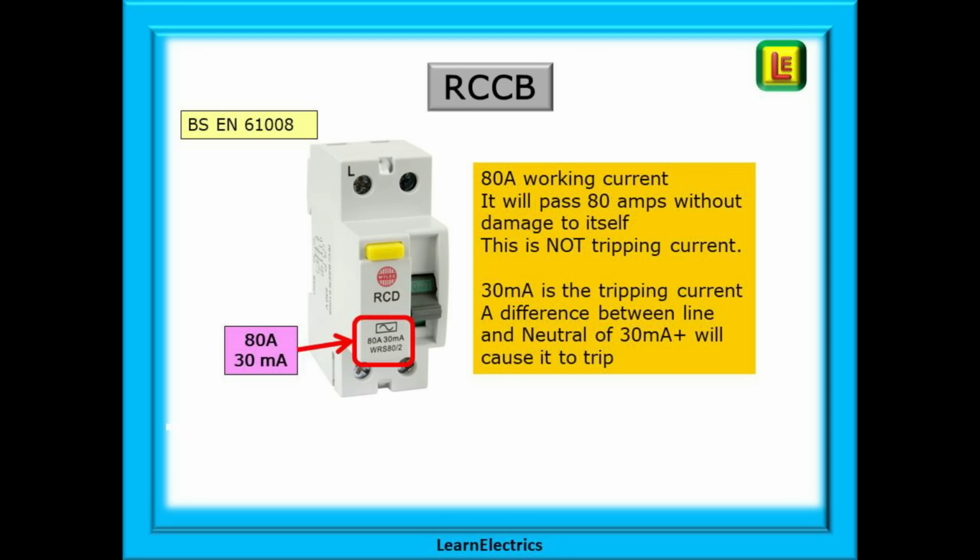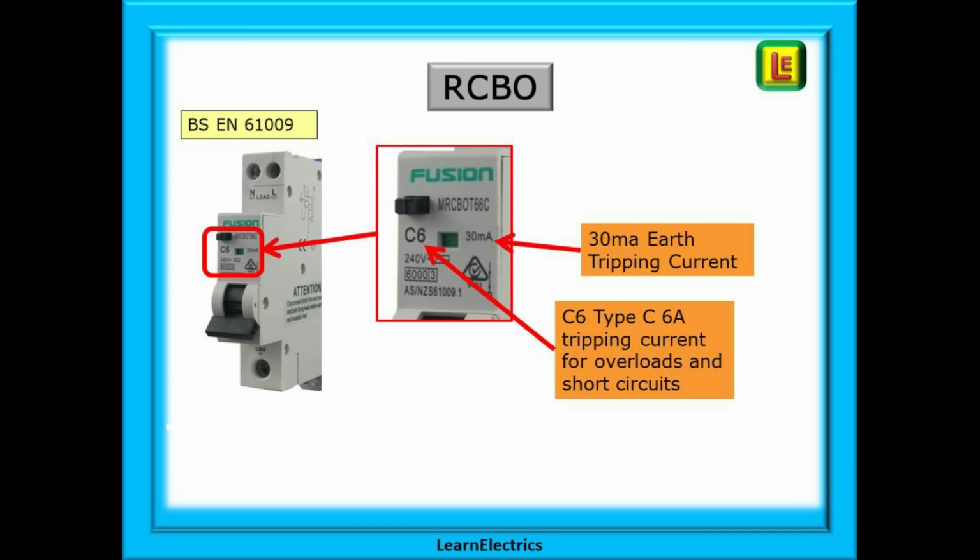And 30 milliamps is the tripping current for earth faults. A difference between line and neutral of 30 milliamps will cause it to trip. With an RCBO, things are different. Here we have C6 and 30 milliamps. This shows that the device is a Type C 6 amp circuit breaker with 30 milliamp RCD protection.